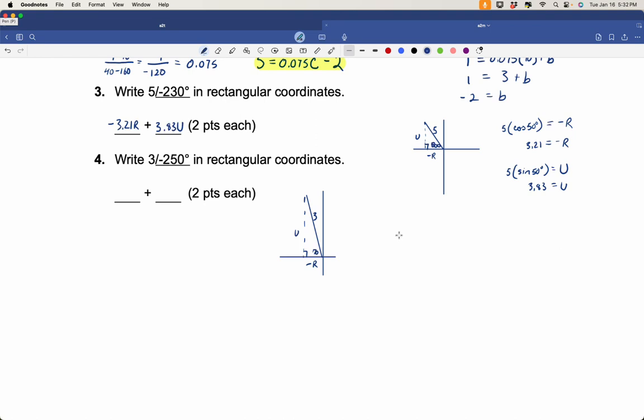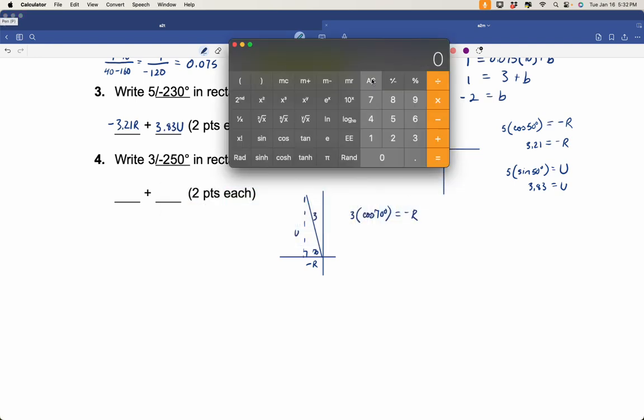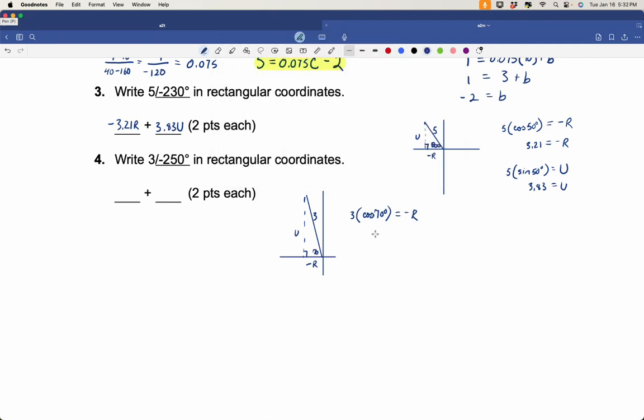So we're going to do the exact same thing. We're going to take our hypotenuse length times the cosine of the degree of measure, and that's going to equal our negative r value. So that's going to be 70 cosine times 3 equals 1.03. So 1.03 is our negative r.